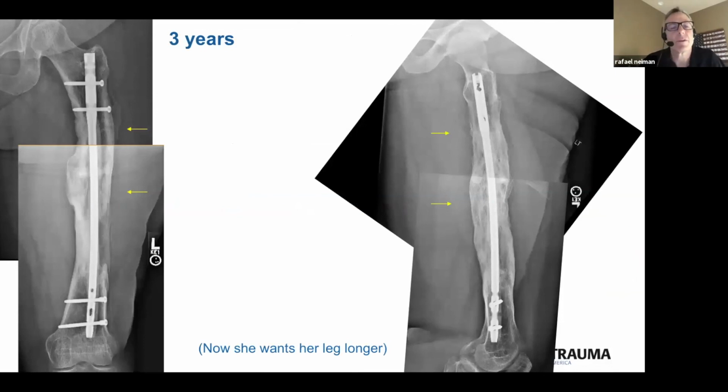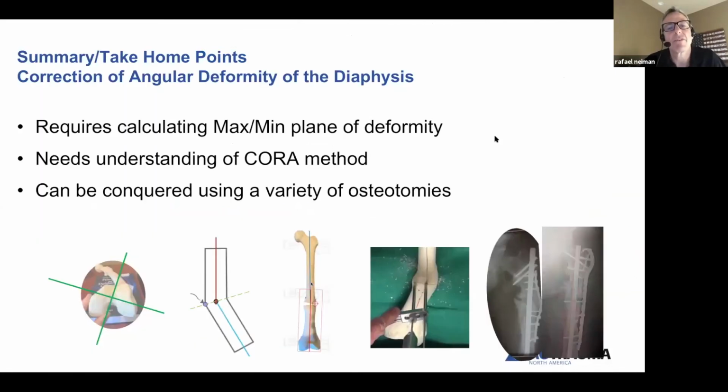So my take-home points are that for angular deformity, this does require calculating your maximum and minimum planes of deformity, but you need to understand how to do that and apply the CORA method in order to get good angular correction, and you can conquer that with a number of osteotomies.